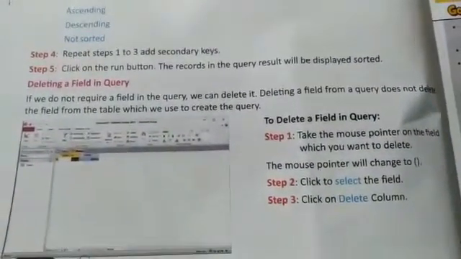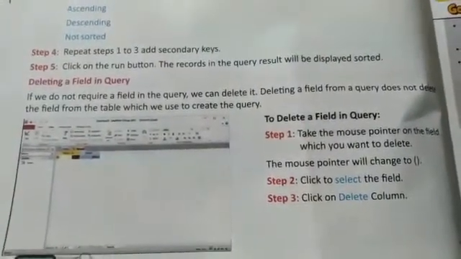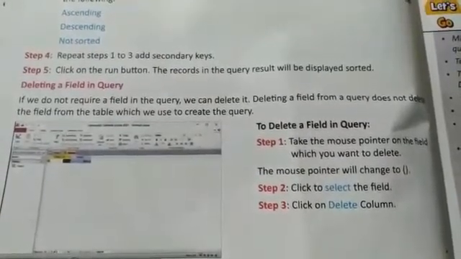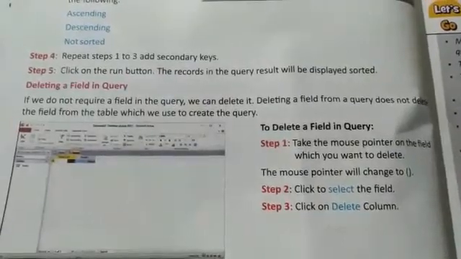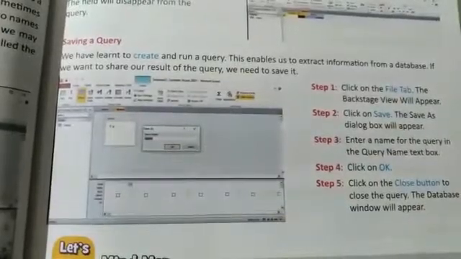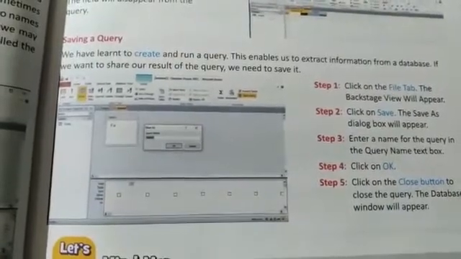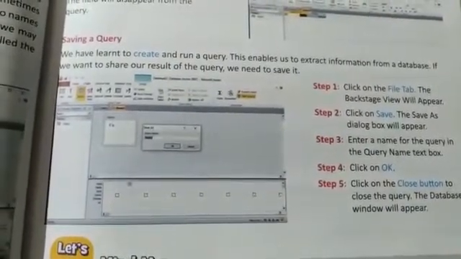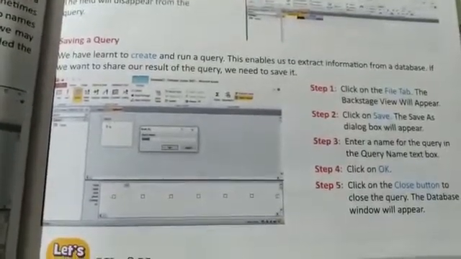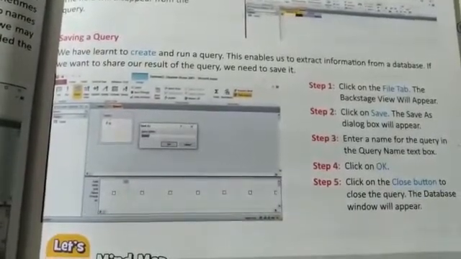If we do not require a field in the query, then we can delete it simply. The steps are: take the mouse pointer to the field which you want to delete, then click to select the field, then click on delete column. Then that field will be deleted. Then how to save a query. If you want to share your results of the query, then you must save it. Steps are: click on the file tab, the backstage view will appear, then click on save, then enter a name for the query, then click on OK, then click on the close button to close the query. The database window will appear.